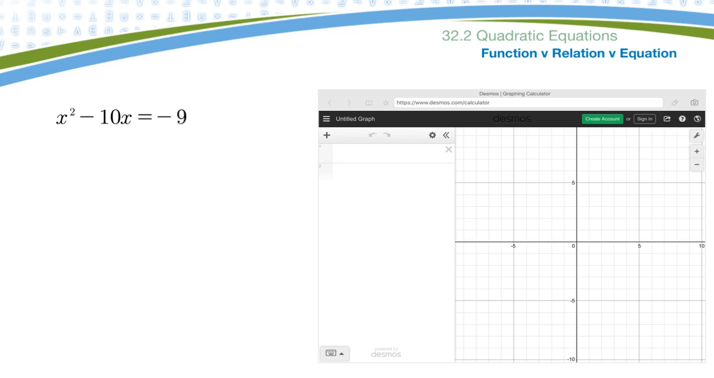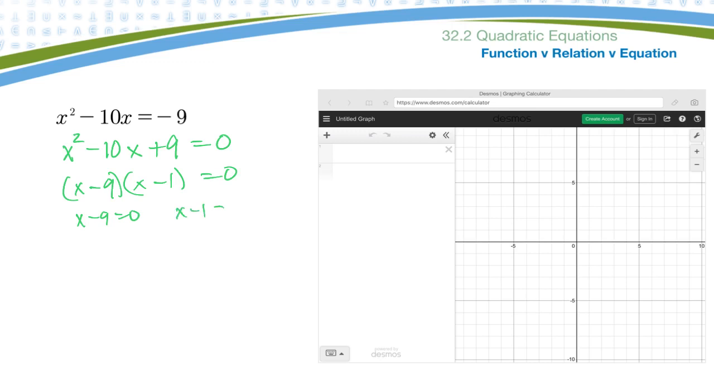Okay, sometimes you might see a question that looks like this, and this is just strictly an equation. There's no y equals or f of x is equal to. It's an equation. But to solve this equation, if it's a quadratic and there's an x term and a constant term, then typically what I want to do is get everything on one side. So I'm going to add 9 to both sides. Then I'll try and factor. So x, it looks like it's a minus 9 and a minus 1. Yeah, that'll work. So either x minus 9 is 0 or x minus 1 is 0. X is 9, x is 1.